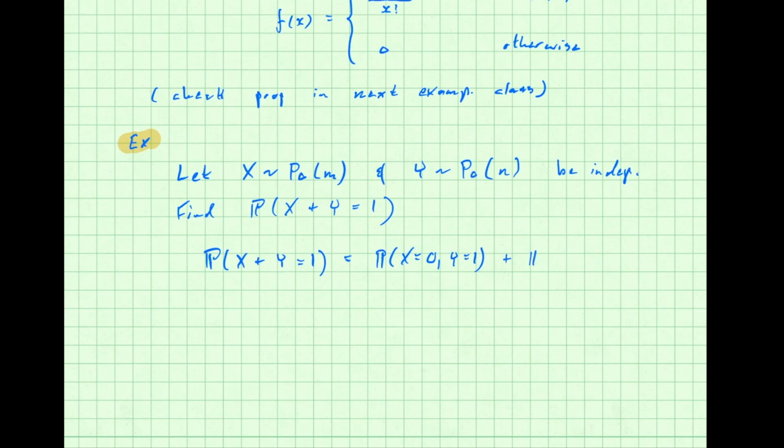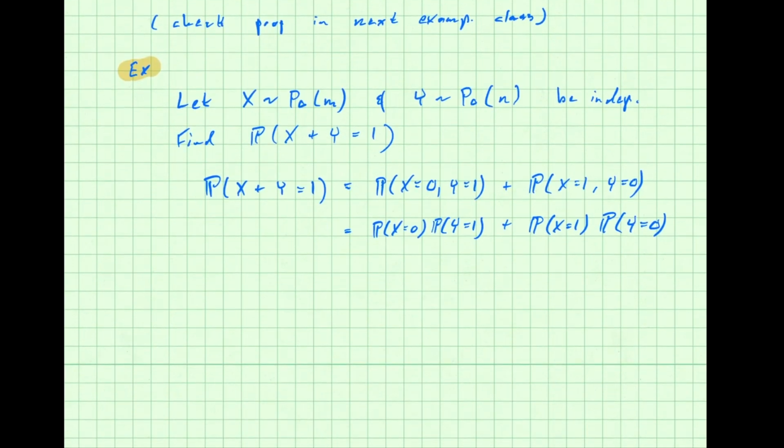Or you get the probability that x is equal to 1 and y is equal to 0, right? And if these things are independent, then this is the probability that x is equal to 0 times the probability that y is equal to 1 plus, and then you get the idea, x is equal to 1 and then y is equal to 0. I hope you get the idea at least.